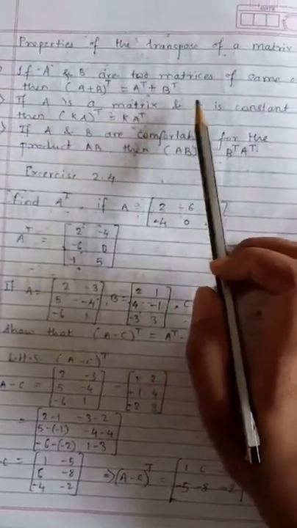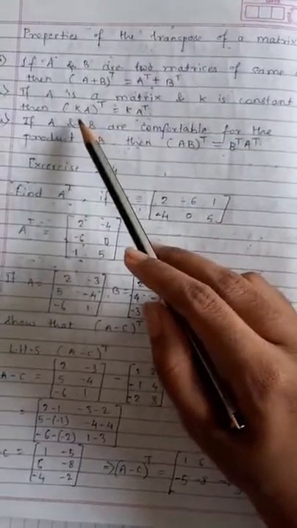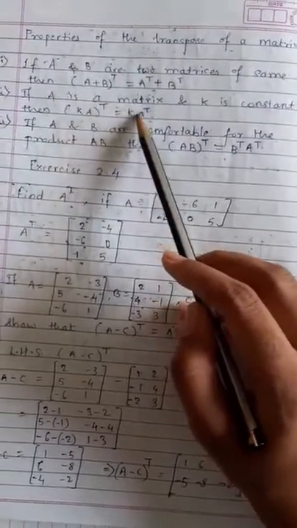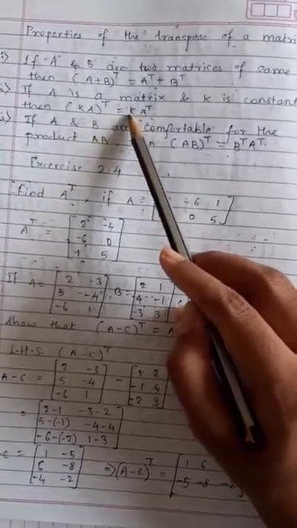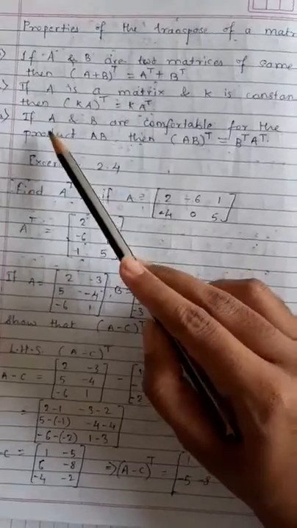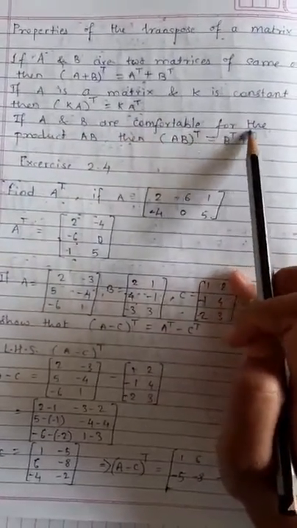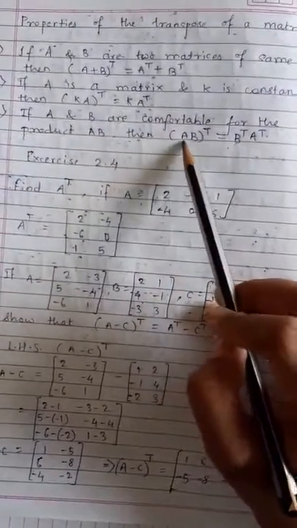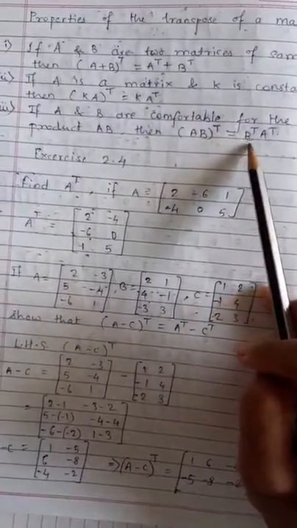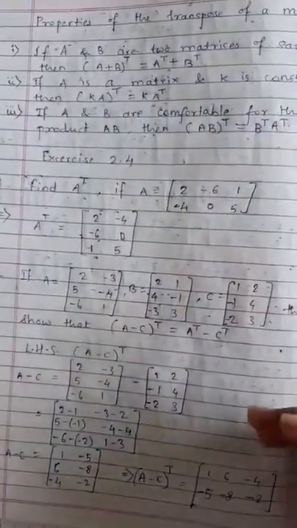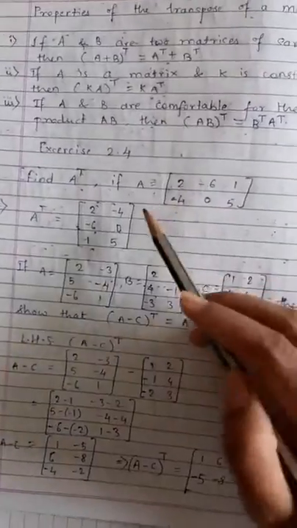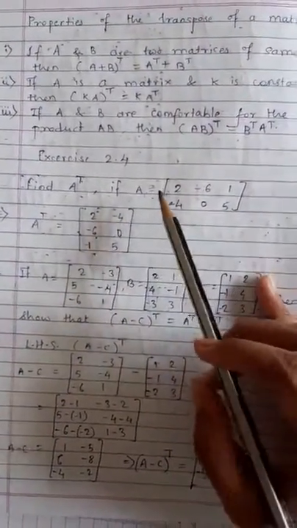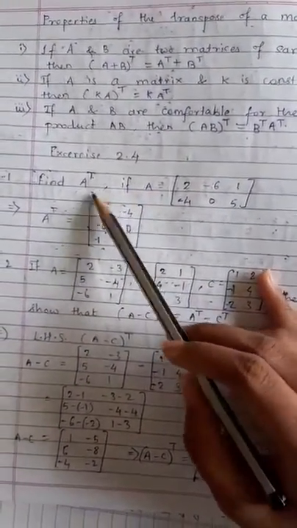Second property: if A is a matrix and K is a constant, then (KA) transpose is equal to K into A transpose. So this K will remain as it is, a constant. If A and B are conformable for the product AB, then (AB) transpose is equal to B transpose A transpose. So we know the concept of transpose. We will now see some problems from exercise 2.4.